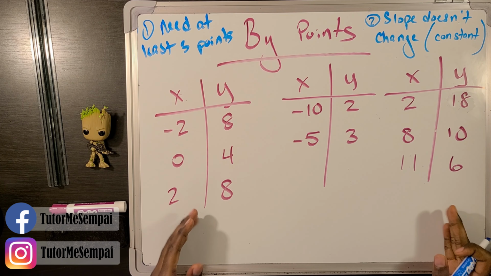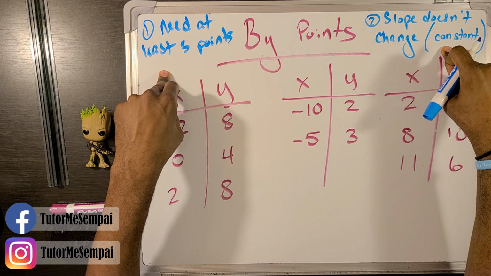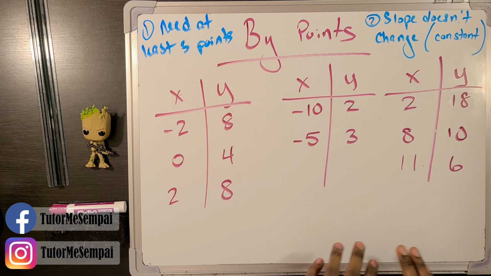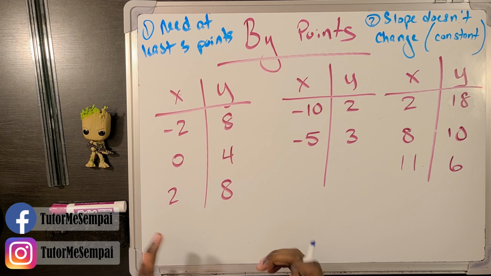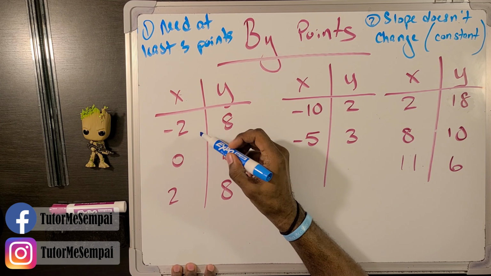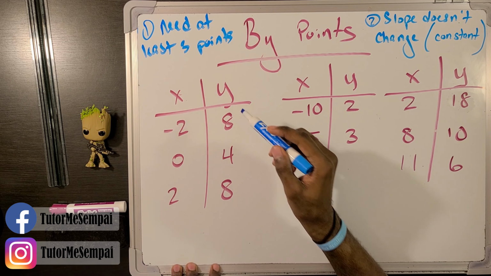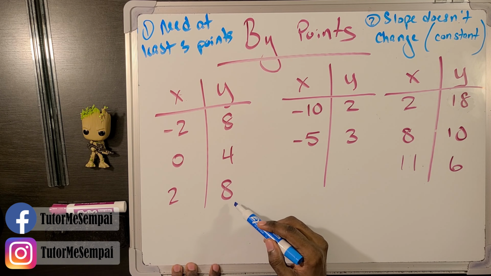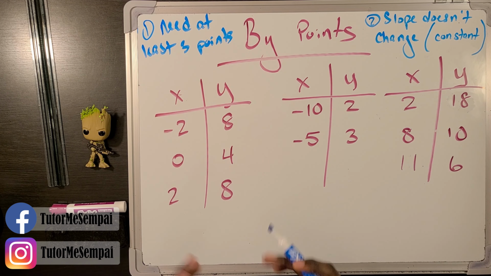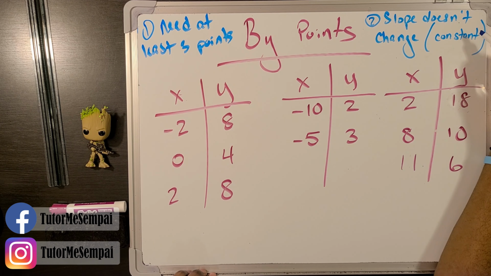So let's look at these 3 examples, taking into account our 2 points up here, and tell whether they are going to be linear or nonlinear. So this first one, we see that we have a -2, 0, and 2 for our x value, and we have an 8, 4, and 8 for our y value. We have at least 3 points here, so we should be able to tell if this is a linear function or not. Let's see the slope.